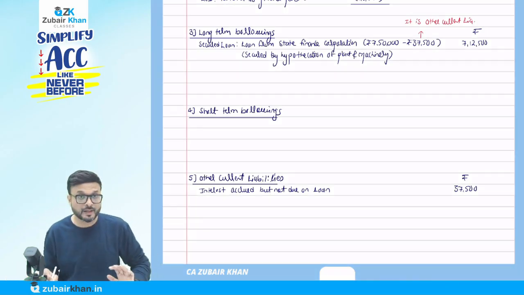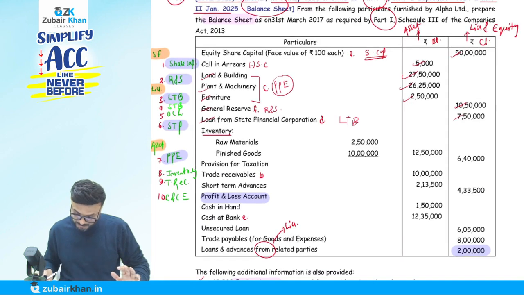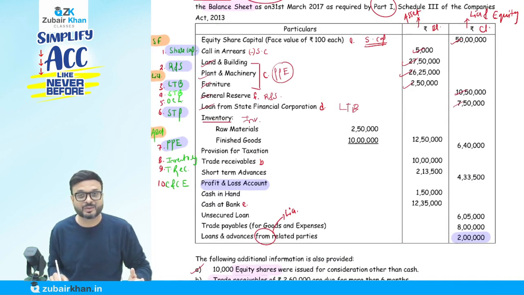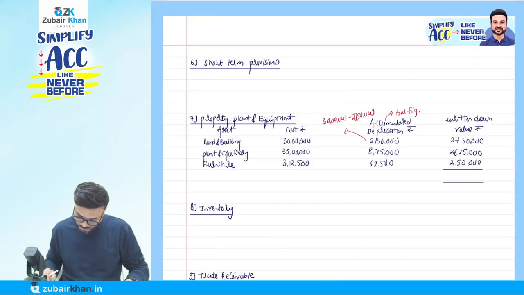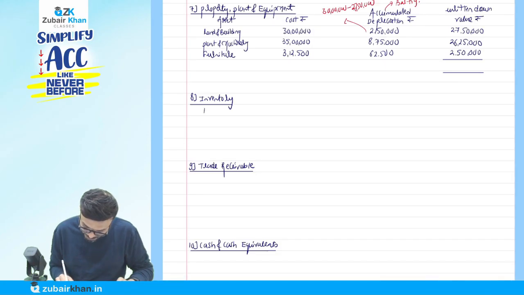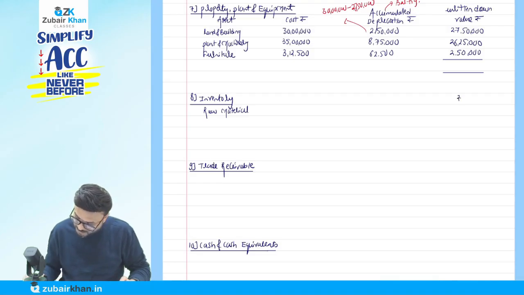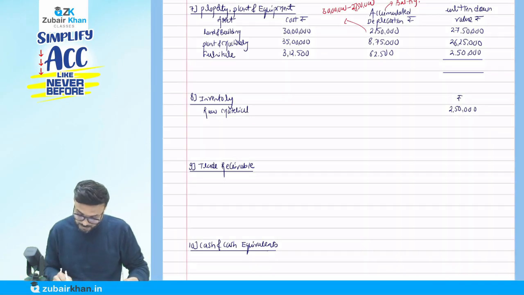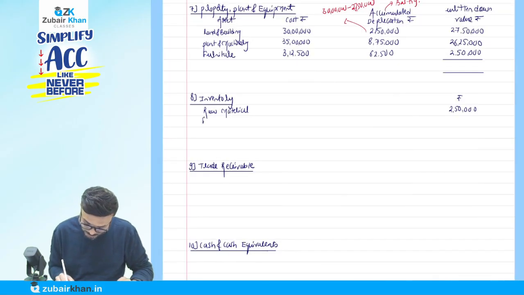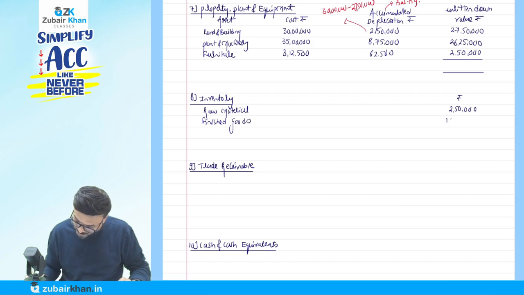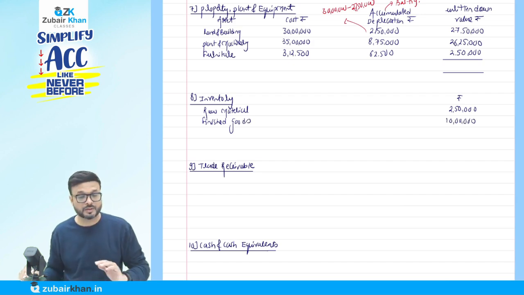Okay. Then after this we have inventory. Inventory will go in inventory on the asset side. So write down 2,50,000 raw material, notes to account number 8. Write down there raw material, how much? 2,50,000. And then we have finished goods, 10 lakh. So inventory of finished goods, 10 lakh. Finished goods, how much?